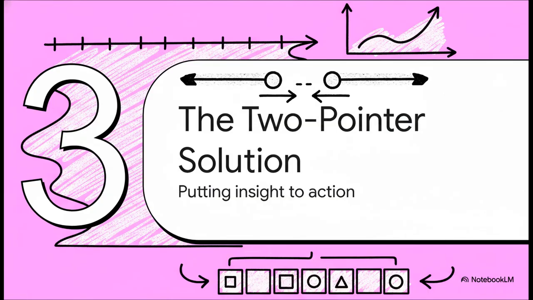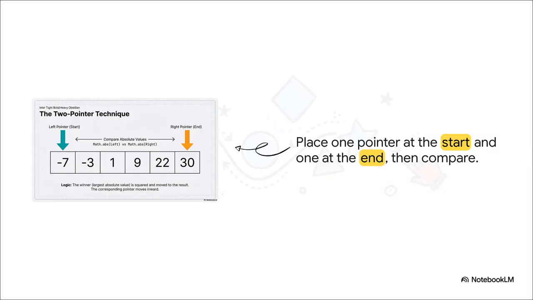Okay, so how do we take this cool insight about the extremes and actually turn it into code? Well, we're going to use one of my favorite, most elegant patterns out there, the two-pointer solution. Let's see exactly how this works. It's pretty simple to set up. We're going to have 2 pointers. We'll put a left pointer at the very beginning of the array and a right pointer at the very end.